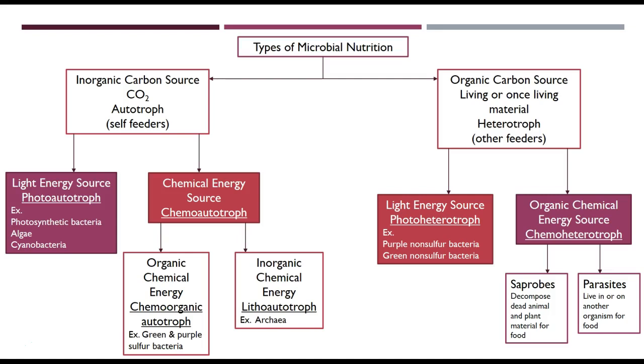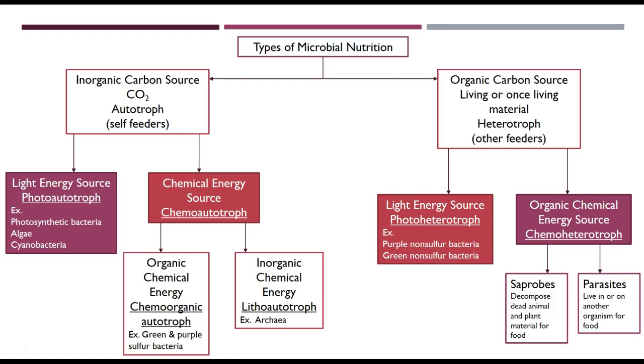So an organism that uses an inorganic carbon source but must break down chemicals to get its energy is called a chemoautotroph. And there are two different types of chemoautotrophs. There are the chemoorganic autotrophs that use organic chemicals to get their energy, like ATP. And then there are the lithoautotrophs, which use inorganic chemicals to get their energy.